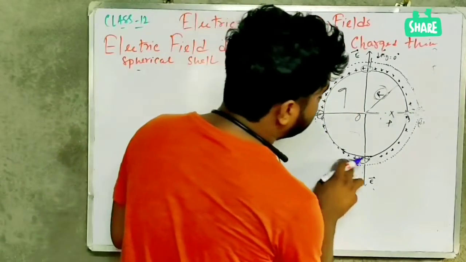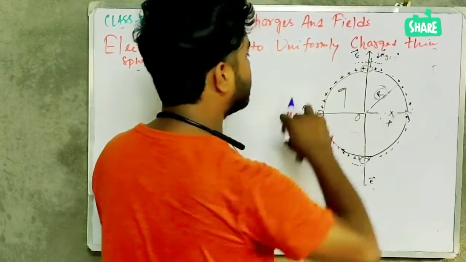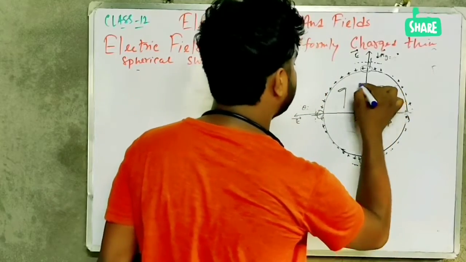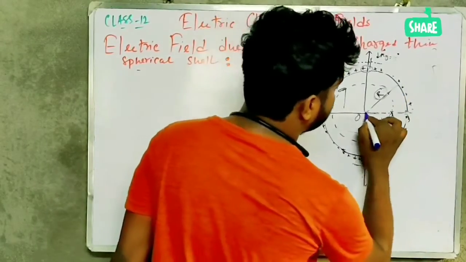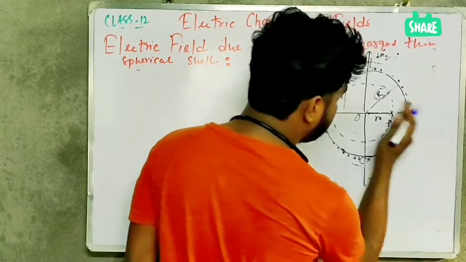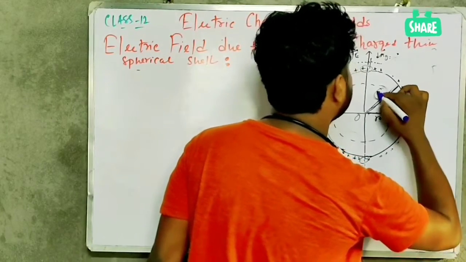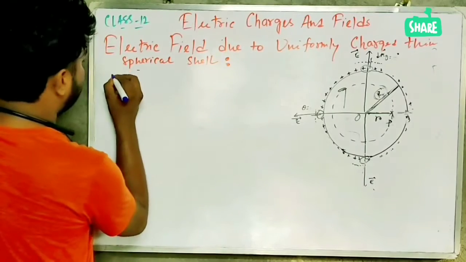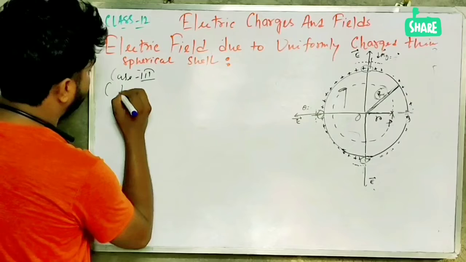So just remove this Gaussian surface. Now what we have to do? At first we have to draw a Gaussian surface, and this Gaussian surface radius is smaller. We have to calculate electric field inside the Gaussian surface, and the original sphere has radius capital R. Just check. So case 3, inside.